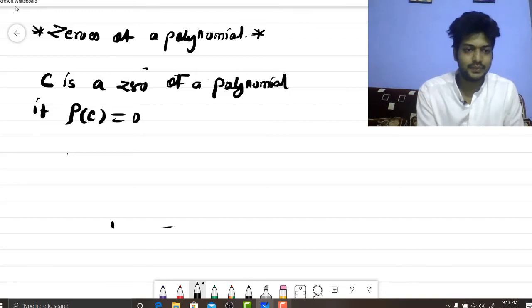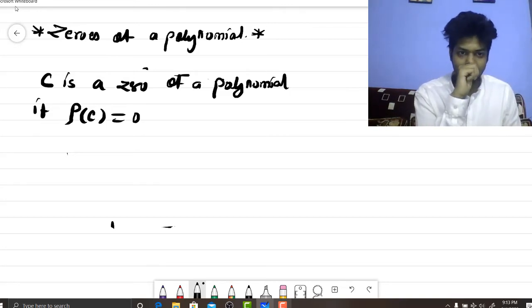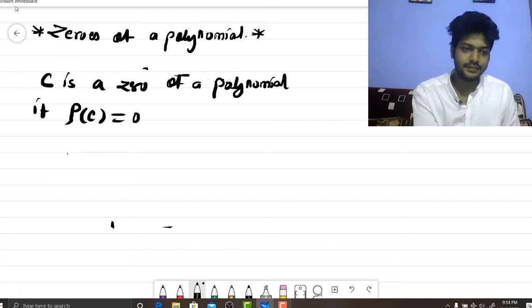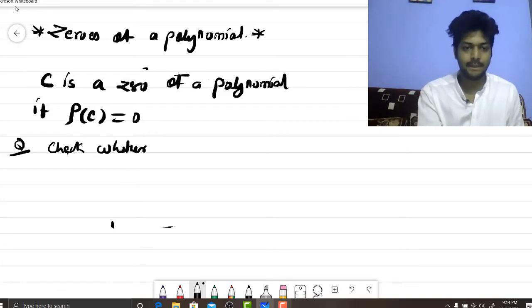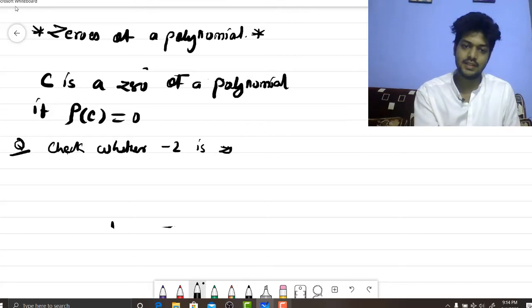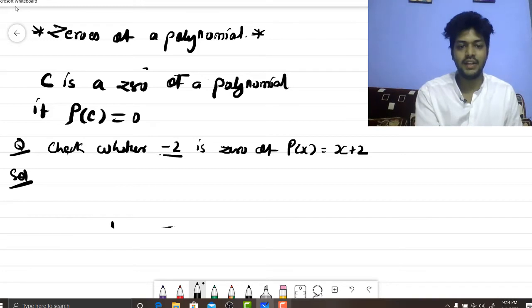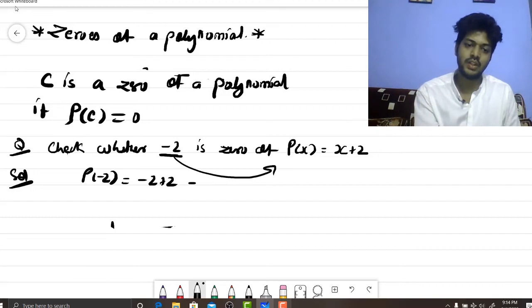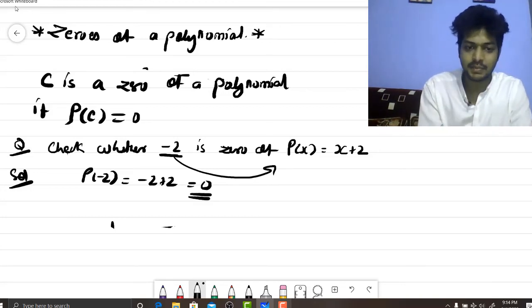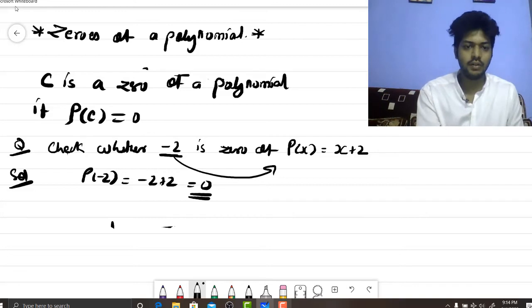If something is a zero, then the value of the entire polynomial expression becomes 0. So I'm going to give you a short question. Check whether minus 2 is a zero of p(x) equals x plus 2. How will you check? It's pretty simple. You put the value in the expression. p(minus 2) comes down to minus 2 plus 2 equals 0. So here you get the value of the expression as 0. Therefore, minus 2 is a zero.